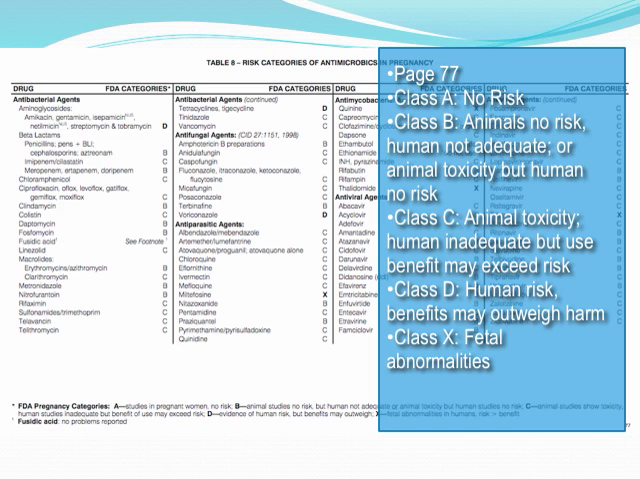Class A, of course, is no risk. Class B is no risk in animals, or human data is not adequate, or there is animal toxicity but human exposure is thought to be of no risk. Class C involves animal toxicity, or human studies are inadequate, but the benefit of the drug may exceed risk. Class D agents have human risk and the benefits may outweigh the harm. Class X are documented as having specific fetal abnormalities.